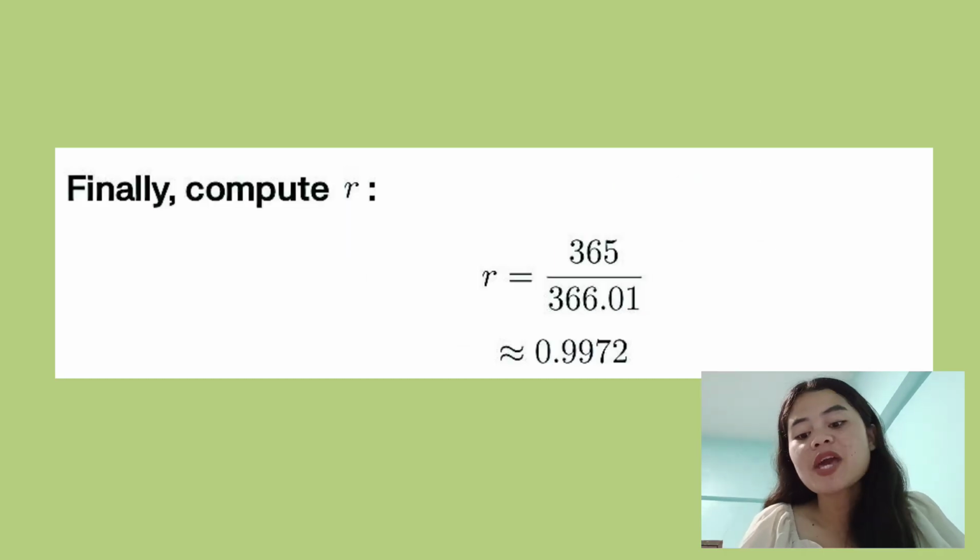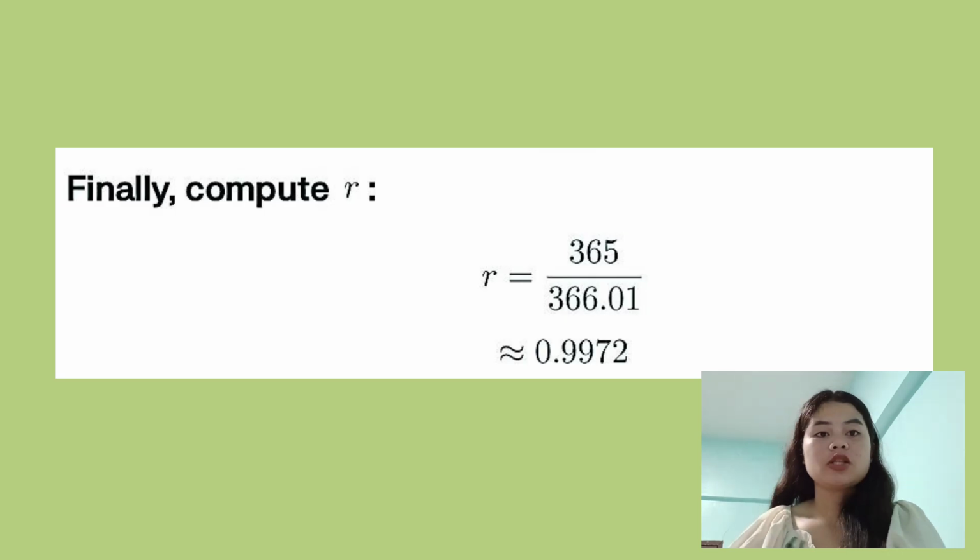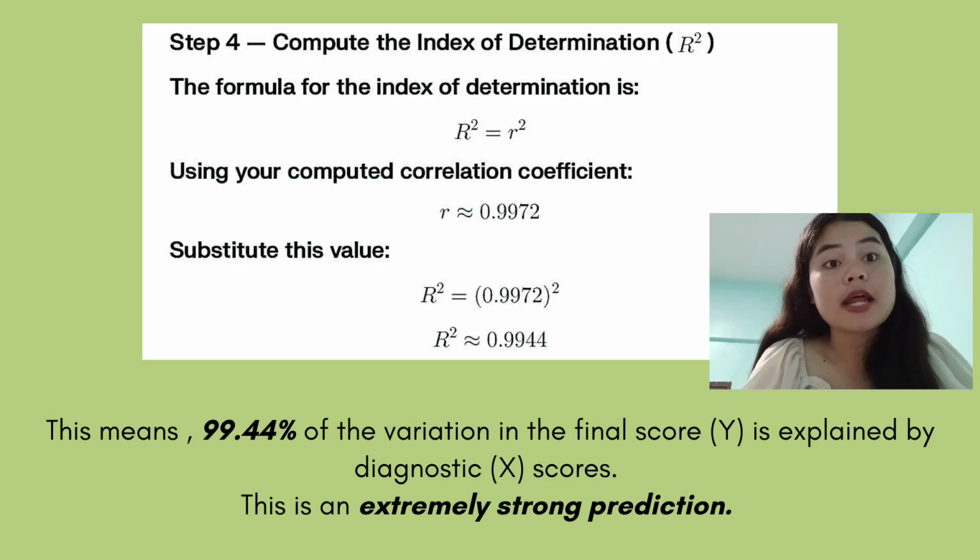Finally, compute R. We have R equals 365 divided by 366.01. So we have 0.9972. So for our step 4, we have the index of determination.